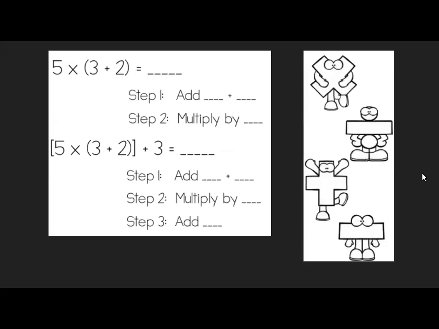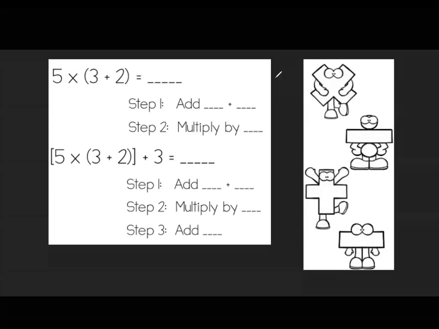So let's take a look and walk through some of these expressions. In our first expression, we have 5 times (3 plus 2). So for step 1, we are going to make sure that we add. And what are we adding together? Well, I see it. We have parentheses here, so we need to add what's in the parentheses first. So that would be 3 plus 2, and 3 plus 2 equals 5. And then step 2, we would need to multiply by 5, and 5 times 5 equals 25. So 25 would be the answer to this numerical expression.